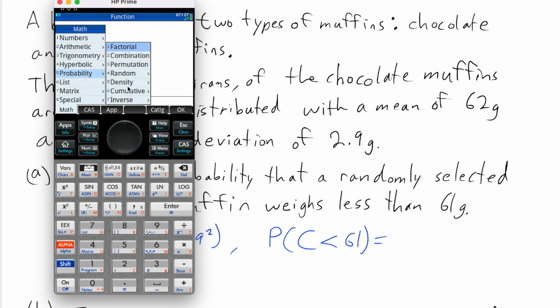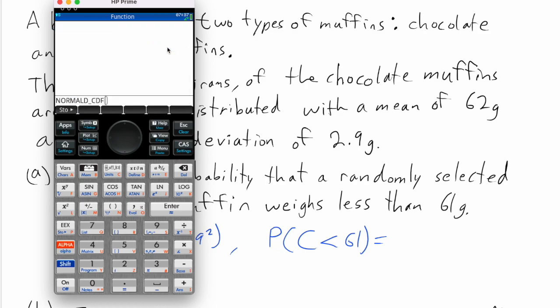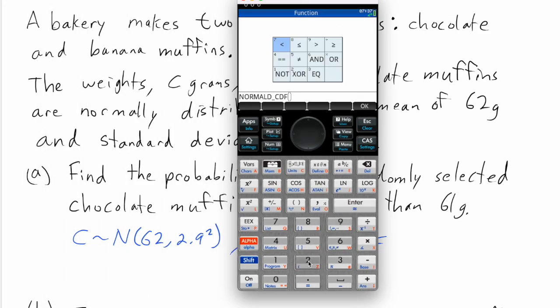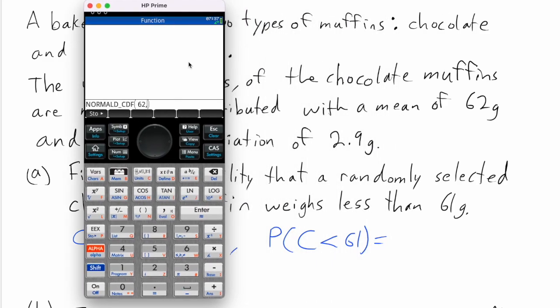This is a density rather than cumulative. Oh, it's cumulative because it's less than. So cumulative, normal, and for this calculator you type in the mean, which is 62, comma, 2.9, because that's our standard deviation. And 61, that gives us the probability of less than 61. So we get that number.